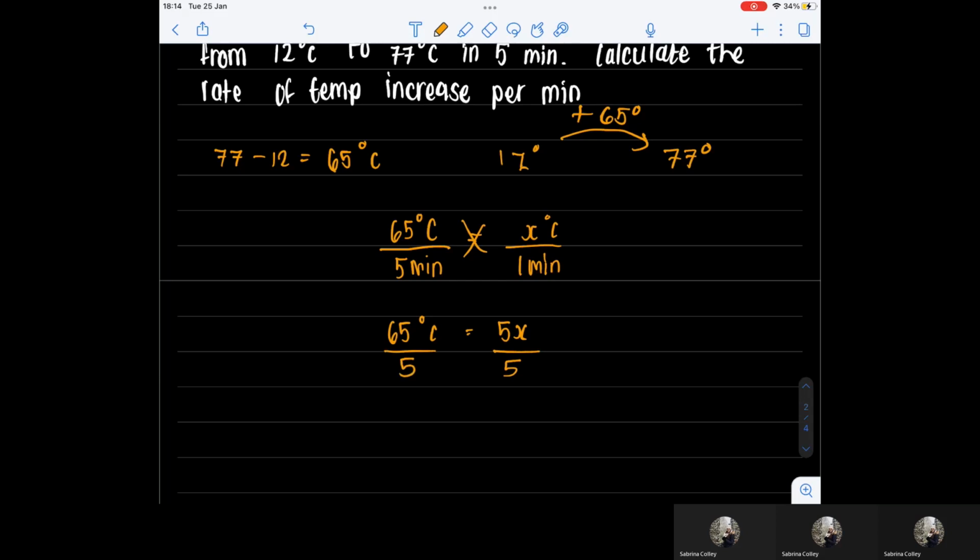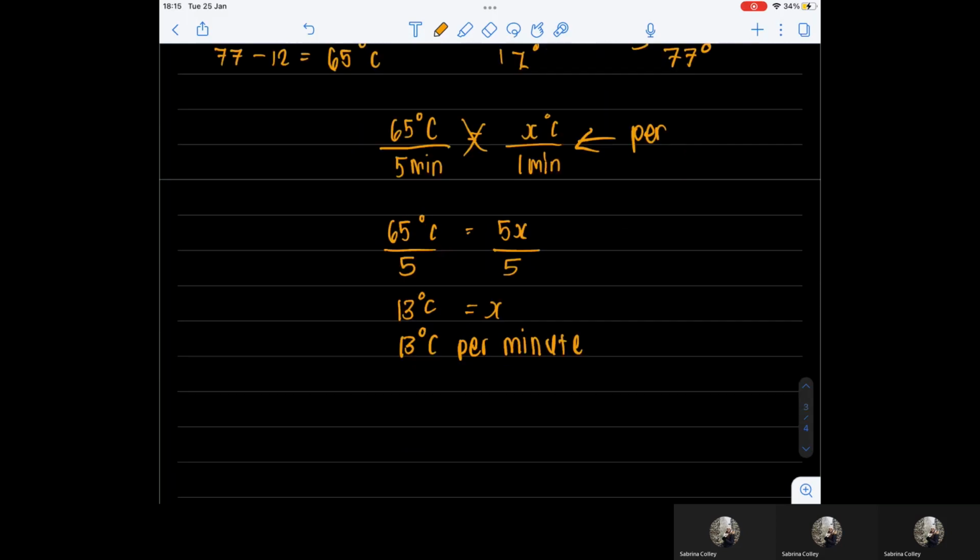So if I go 65 divided by 5, I'm going to get 13 degrees Celsius. So I know it's increasing by 13 degrees Celsius per minute, right? This line here, this fraction line, basically is telling us per, right? So it was 65 degrees Celsius per 5 minutes. It happened every 5 minutes. Okay, let's look at another one.